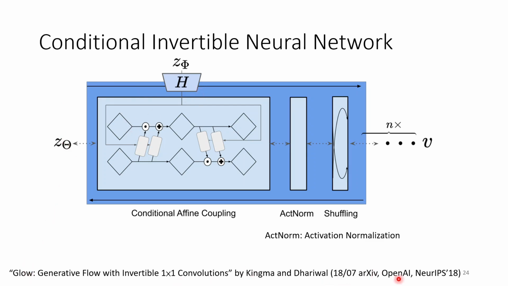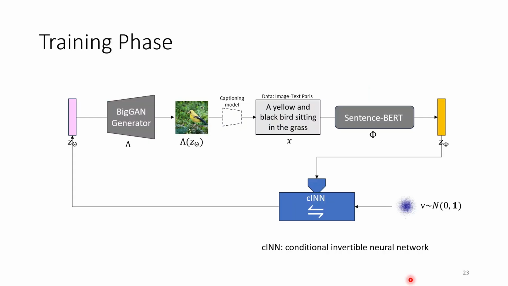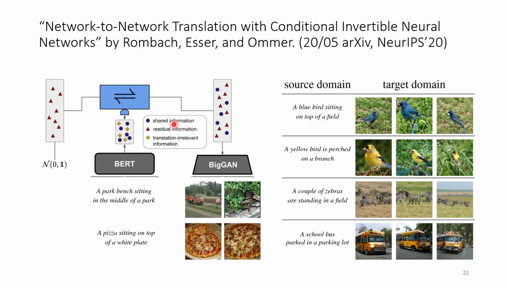So I say Professor Omar and his student didn't invent the architecture. They just used the existing method. So once they learn the CIN, they can get the result given a random noise and a sentence, and use sentence BERT to convert the sentence into a vector representing the sentence.